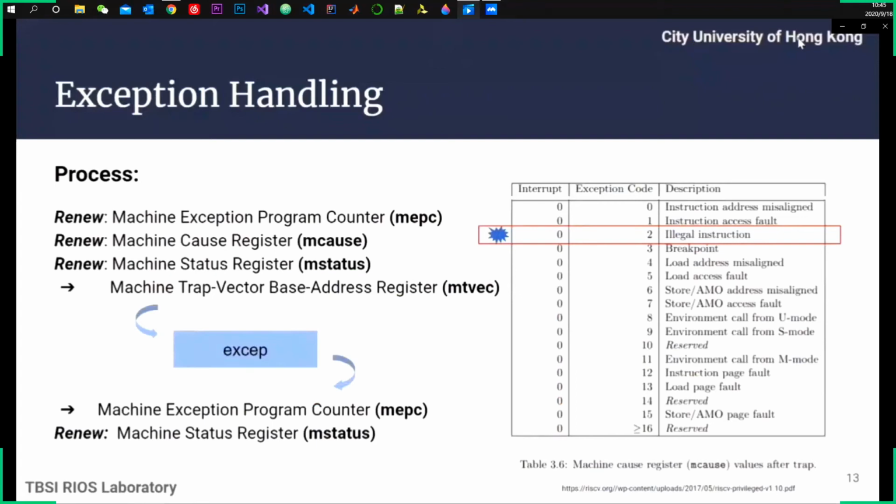And next, the machine status, including the interrupt enable bit and mode bit, is updated. Finally, it jumps to the machine trap vector and starts to process the exception. Once it finishes this process, the program counter will jump back to the machine exception program counter and restore the status. Then the rest of the program will continue to execute.